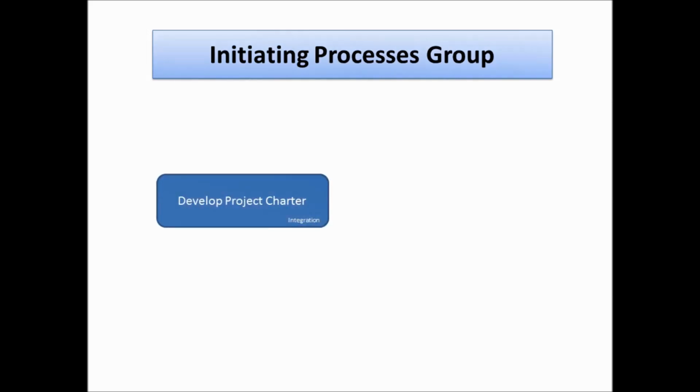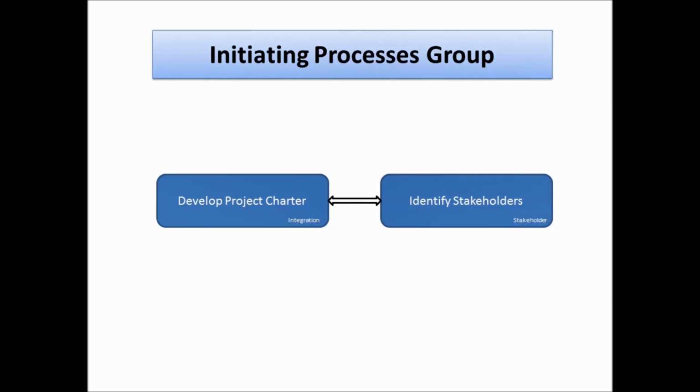Basically, this process group has 2 processes: develop project charter and identify stakeholders. Now, what you see at the bottom right-hand corner of this rectangle are the knowledge areas. The one that you see under develop project charter is integration, and the one that you see under identify stakeholders is the stakeholder knowledge area.